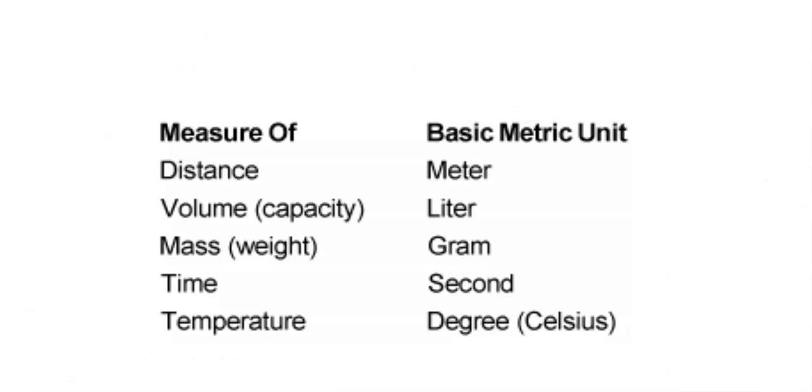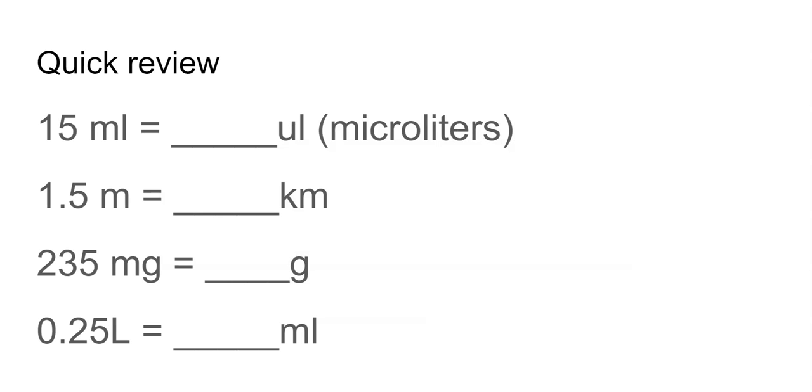Some of the units that we're going to use in biology are meter, liter, gram, second, and then Celsius for temperature. It is important that you're using the correct units. So no Fahrenheit, no ounces. These are going to be the units that you use.